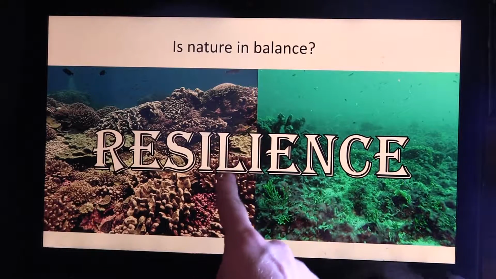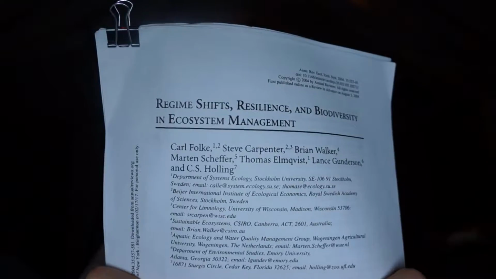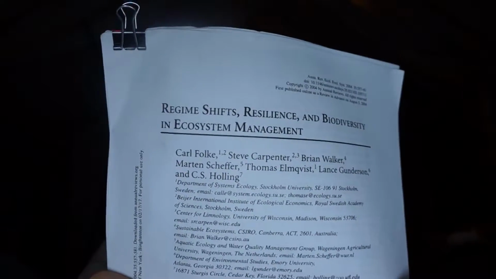Today, I want to talk to you about resilience. Normally we use the word resilience to talk about humans, like humans persevering through famine or war. But in this paper, Regime Shifts, Resilience and Biodiversity in Ecosystem Management, resilience is given a much more specific meaning. For ecologists, resilience is a measure of how effectively an ecosystem can respond to stress.